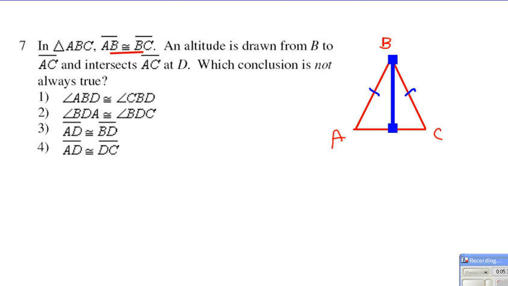Okay, now given that, and that is equal to point D right here, and altitude being, it becomes the right perpendicular to its base, which the conclusion is not always true. So ABD, which means that upper angle, and then CBD. In fact, that is true because the altitude in an isosceles triangle works as an angle bisector, so that's okay. BDA, oh, that's the right angle, which is BDC, so that's also okay. AD, which is this line segment, is that equal to BD? Not necessarily. So therefore, the answer will be choice 3.